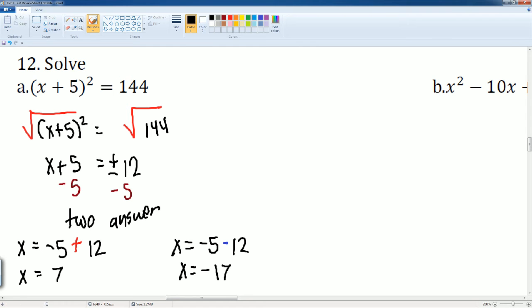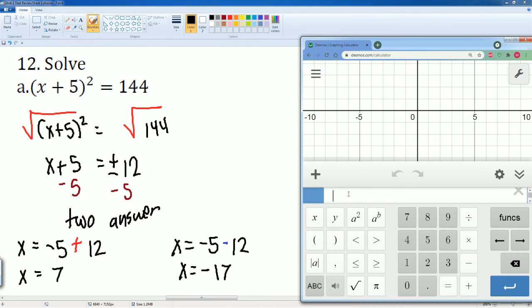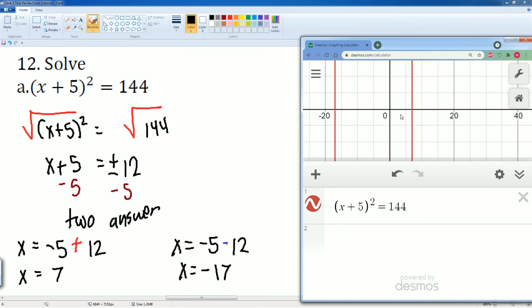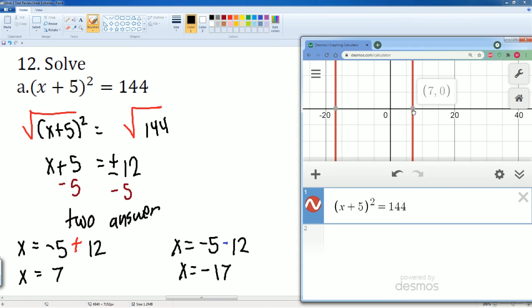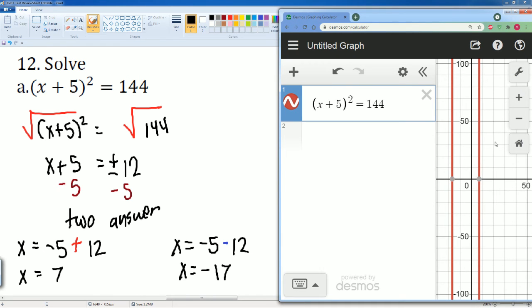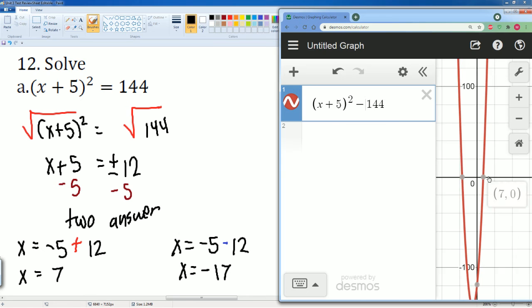To double check, we can always graph it on Desmos. Here we go. Just graph it the way you see it. (x plus 5) squared is equal to 144. All right. And notice that the solutions are at the values of x is equal to 7 and x is equal to negative 17. If you want to see the parabola in and of itself, just make sure it's in standard form. So now it should look like a parabola.